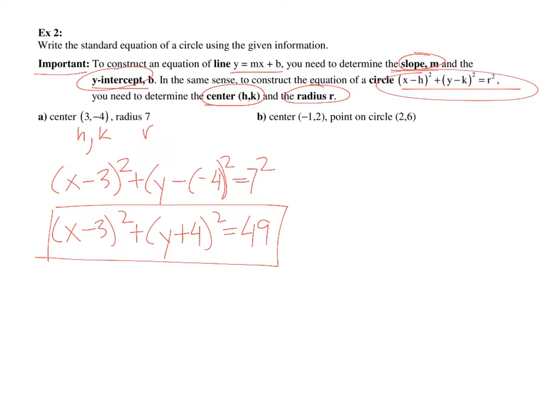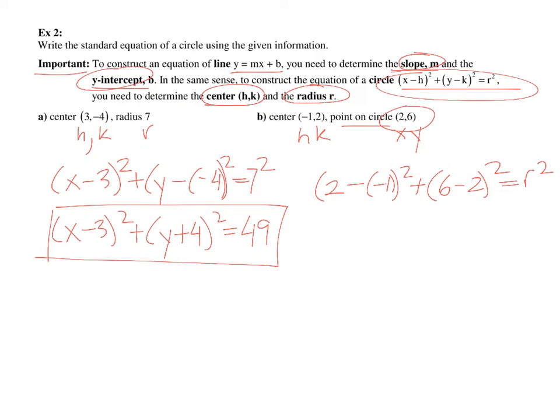Okay, let's do another example. Here I have center (−1, 2). This is my h and k, and this says point on the circle. Well, what does a point on the circle mean? Well, this is certainly not r. What other variables could it be? This is x and y. So how does this work out? We have (2 − (−1))² + (6 − 2)² = r².